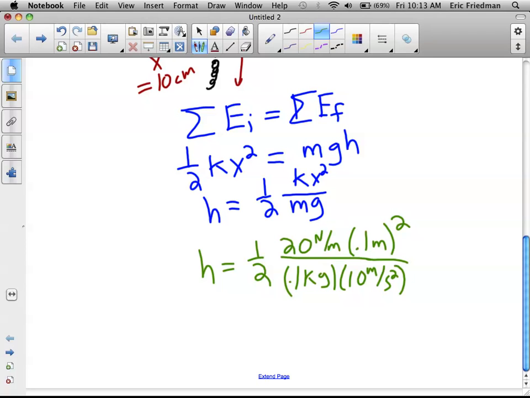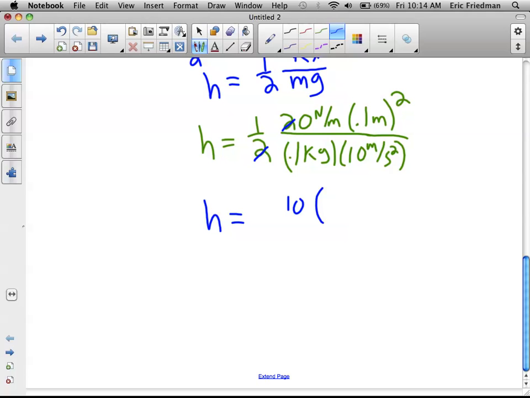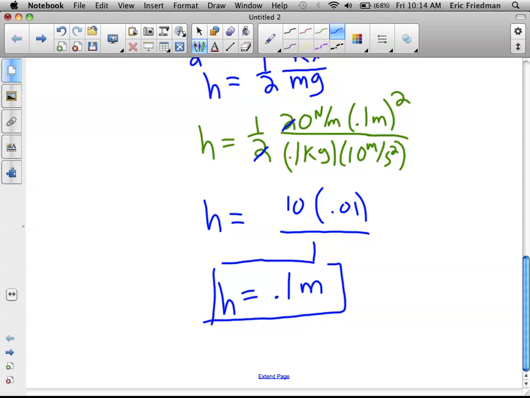Now we just have to start multiplying all these things out. That 2 is going to cancel with that 20. So we get 10 times 0.1 squared, which is 0.01, divided by 0.1 times 10, which is 1. And we get h equals 0.1 meter. That's the height that the mass is going to go.